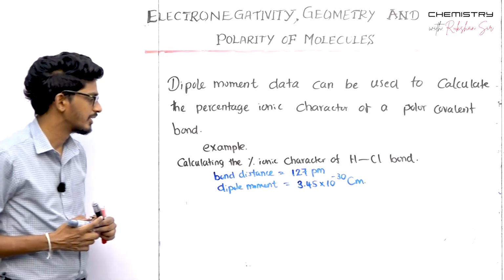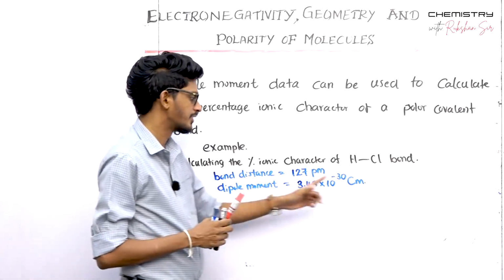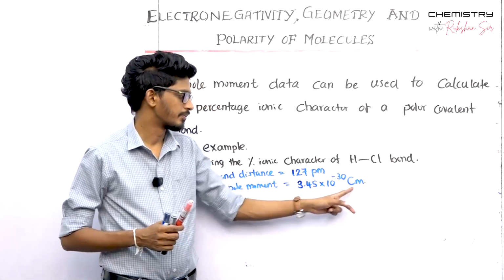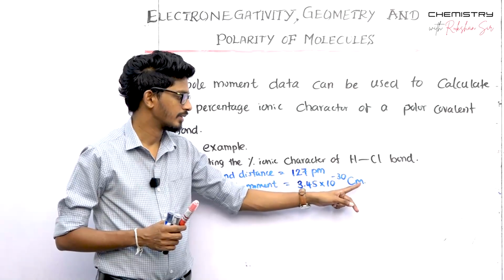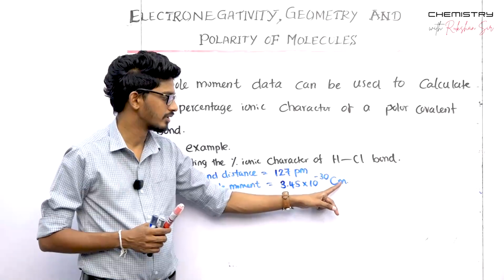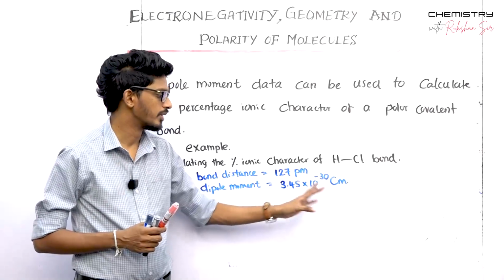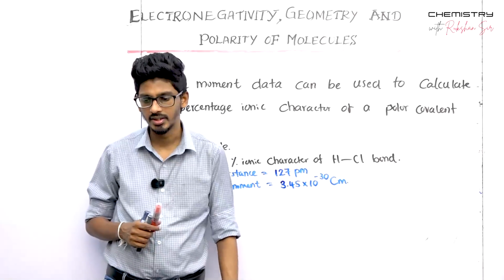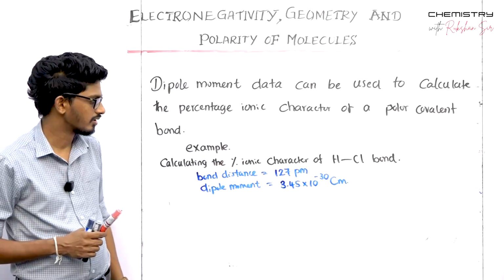Dipole moment will be given by Coulomb meters, right? Charge into distance, no? Charge on an atom into the bond distance. Charge is given in Coulombs and distance in meters. Coulomb meters is the SI unit for dipole moment, right? So this is there in your note, right?